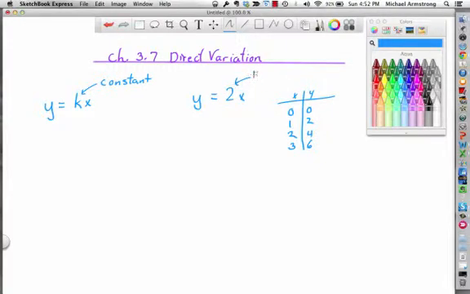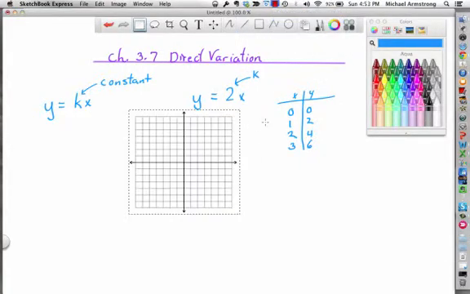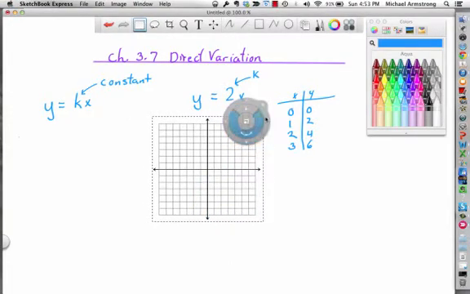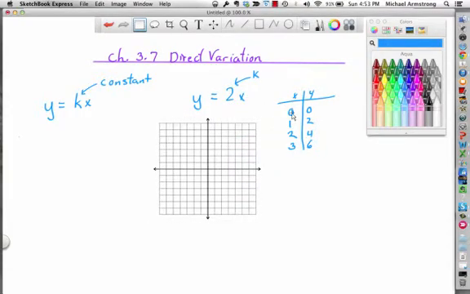Let me pause this and go get you a graph. Okay, so this is a little graph paper. These are our points, x and y. We have 0, 0 is a point. 0, 0 is almost like putting the parentheses around and adding the comma. 1, 2, 2, 4. These are points. And 3, 6. And each one of these points can be graphed here.